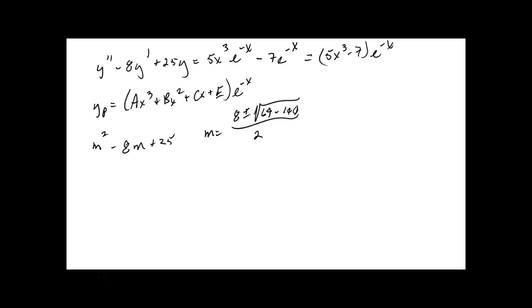Let's take it on because this is sort of a fun one. What would that be? 8 plus or minus the square root of negative 36 over 2, which would be 8 plus or minus 6i over 2, which would be 4 plus or minus 3i. So what would be your complementary solution? Y sub c. You remember? C1.